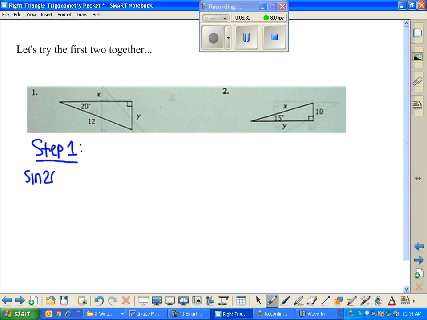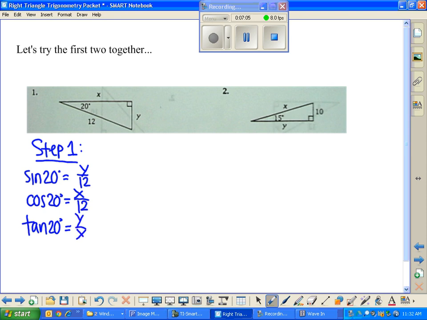Sine of 20 degrees, we have opposite y over hypotenuse 12. We have cosine of 20 degrees equaling adjacent x over 12, the hypotenuse. And lastly, we have tangent of 20 degrees giving us opposite y over the adjacent x.